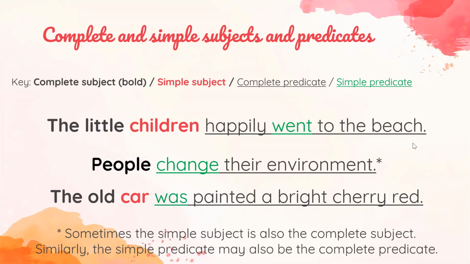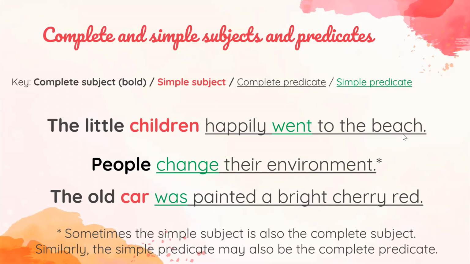In the third case, we have the old car was painted a bright cherry red. Where is the verb? That's the first thing we need to do. Where is the verb? The verb is was, past tense of the verb to be. So we grab it, and until the end, that's a complete predicate. And we already know the simple predicate because we identified the verb, was. So what we have left is the subject. So we have the old car. What word in the old car is a pronoun or a noun? Car, okay? So car would be the simple subject because it's the noun within the complete subject.